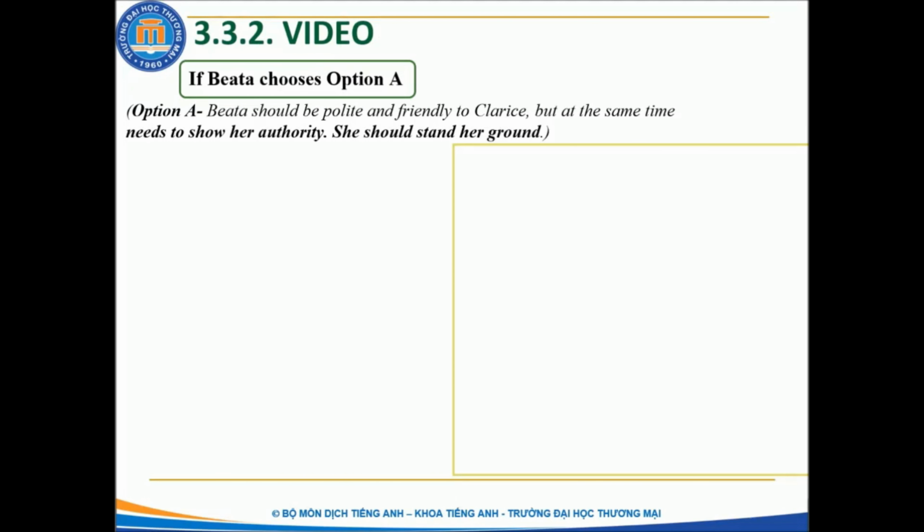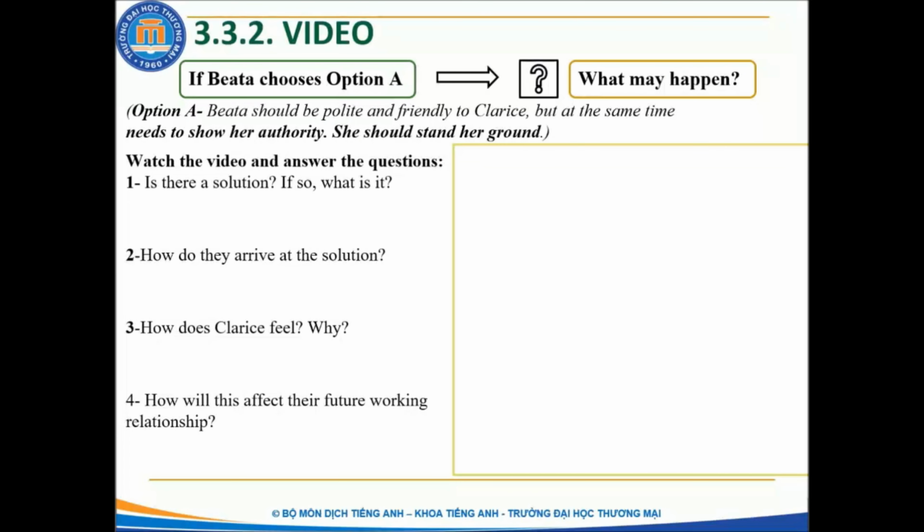Alright, so if Beata chooses option A, that she needs to show her authority and she should stand her ground, what may happen? Now let's watch the video and answer the questions. Number 1, is there a solution? If so, what is it? Number 2, how do they arrive at the solution? Number 3, how does Clarice feel and why? And number 4, how will this affect their future working relationship? Alright, now let's watch the video and answer the 4 questions here.